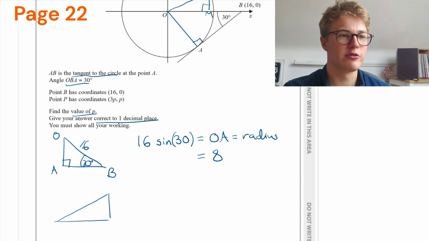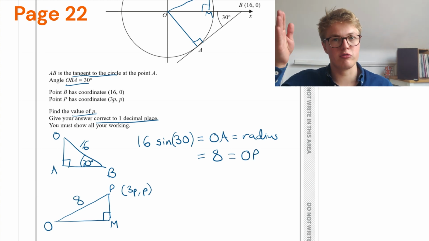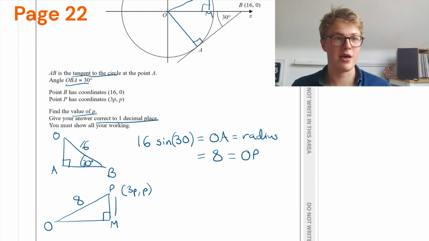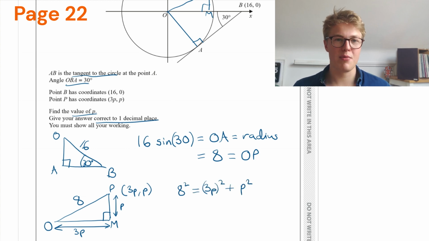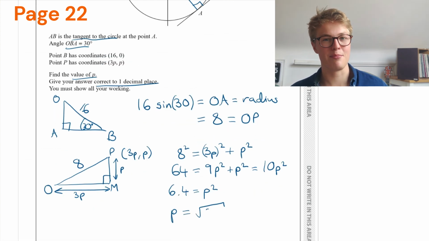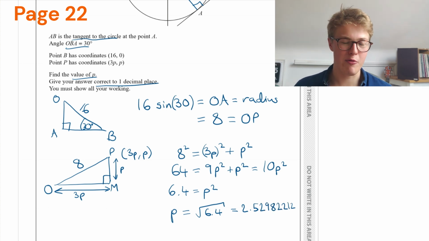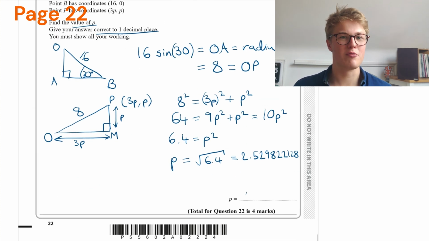Next, I wrote another triangle down, so I have OPM here on the left-hand side. We know that OP is going to be 8 because that's the radius. So we know OM is going to be 3p because that's the horizontal distance to the coordinates that we have of (3p, p), and therefore our height is also going to be p because that's the y-coordinate. So we have 8 squared equals (3p) squared plus p squared when we use Pythagoras' theorem. 64 equals 9p squared plus p squared, which is 10p squared. Therefore, 6.4 equals p squared, and p equals the square root of 6.4, which rounds to 2.5 to one decimal place.